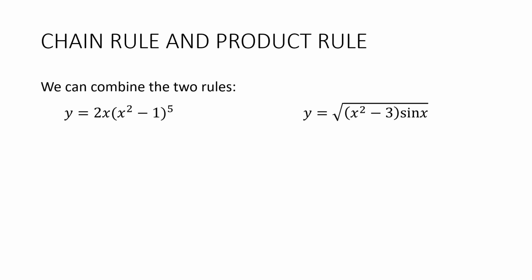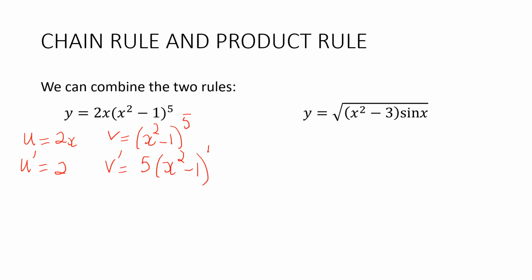And we can combine the two rules. Let's have a look at these two questions. They're subtly different. The first one is a product, but this part here involves a chain rule. Now, I'd always encourage you to write this out so that you get your thinking clear. So u will be equal to 2x and v will be equal to (x squared minus 1) all to the power of 5. And u dashed would be equal to 2. v dashed, now we're doing our chain rule, is 5 (x squared minus 1) to the power of 4 times by the derivative of the inside function, which is 2x. And take the time to tidy this up.